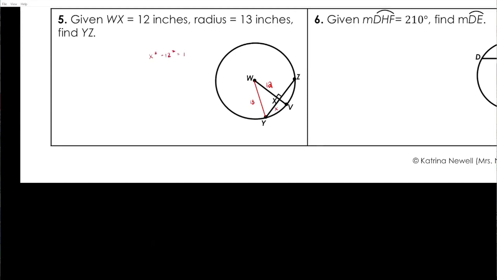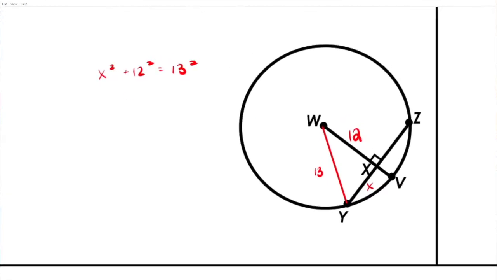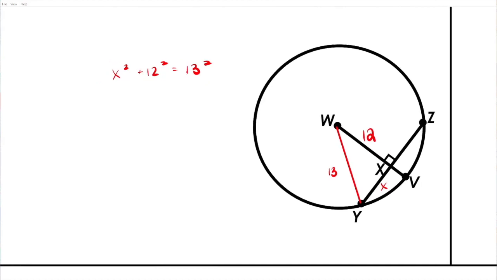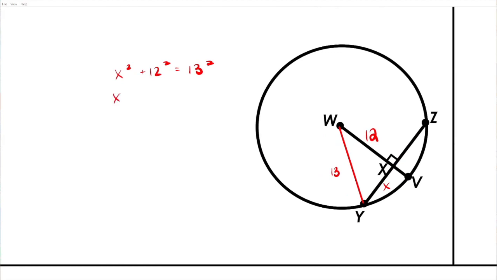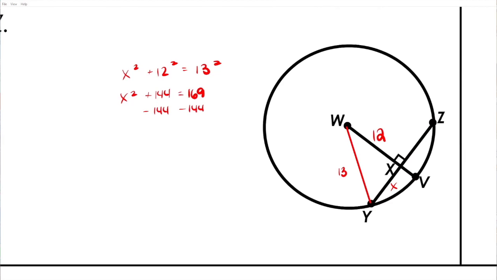How did I know to set it equal to 13 squared and not 12 or x? Across from the 90 means it's the what? Hypotenuse, which is our longest side. So it is a special. Good job. It is one of our Pythagorean triples. It's one that we've probably seen more and more. Subtract 144 from both sides. So x squared is 25.